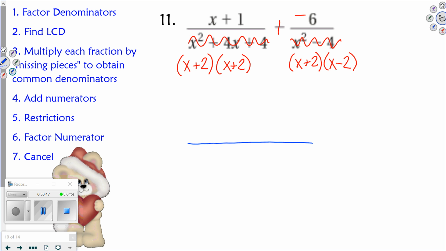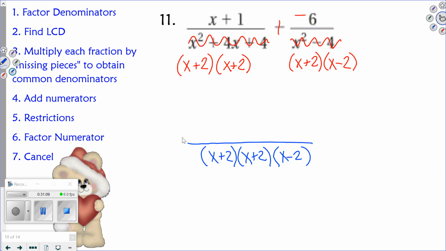How many x plus 2's do I need? I need 2. Because how many times did it show up here? Twice. It showed up twice. It has to at least be. I can't make it smaller. So I do need both of those. Do I need a third one? No. Do I need an x minus 2? Yes.